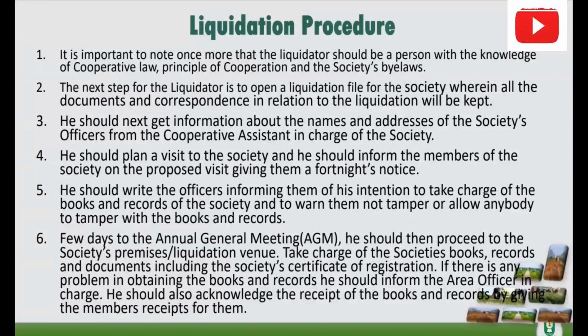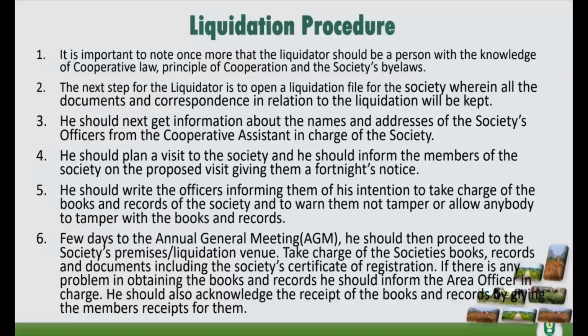Number 7, he should ascertain the names and addresses of the society's creditors, and a creditors list must be prepared. This is usually done a month after the cancellation of the society's certificate of registration. The list will be sent to the director of cooperatives, who will ensure the list is published in the official gazette. A copy of this list will be sent to the area officer in charge of the society.